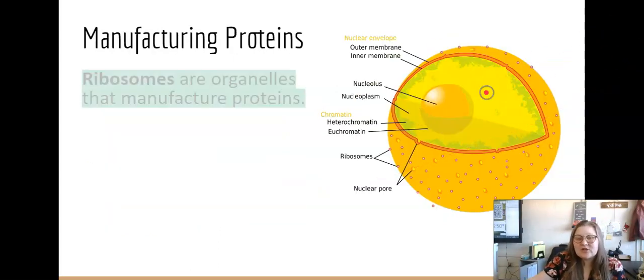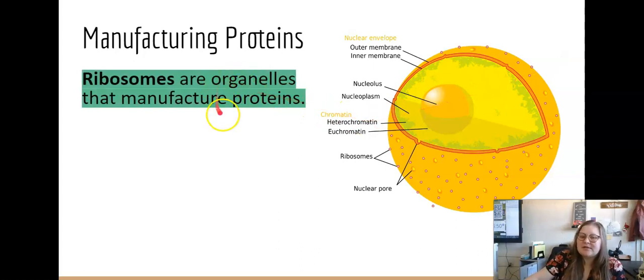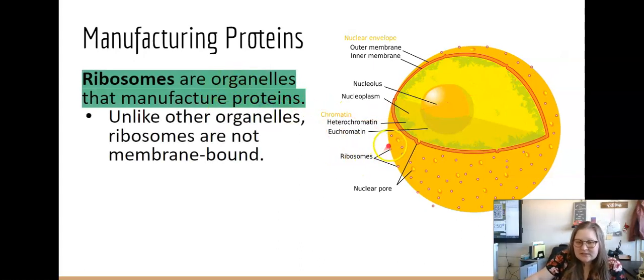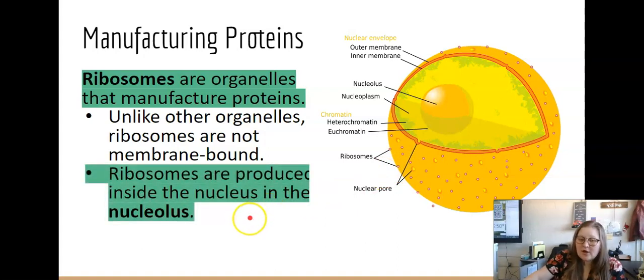So for manufacturing proteins, ribosomes are organelles that manufacture proteins. So there are these little dots right here. Unlike other organelles, ribosomes are not membrane bound. And they are produced inside of the nucleus in the nucleolus.